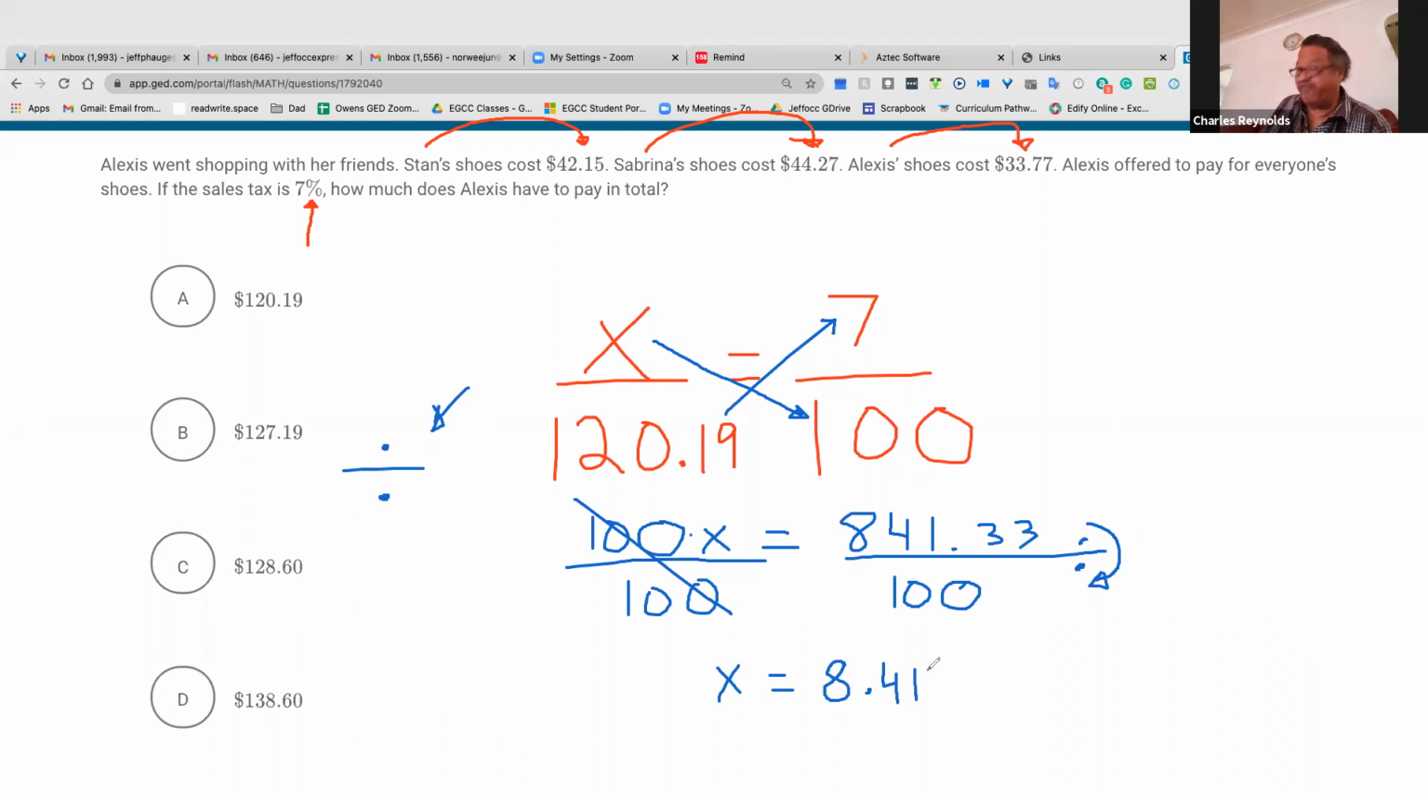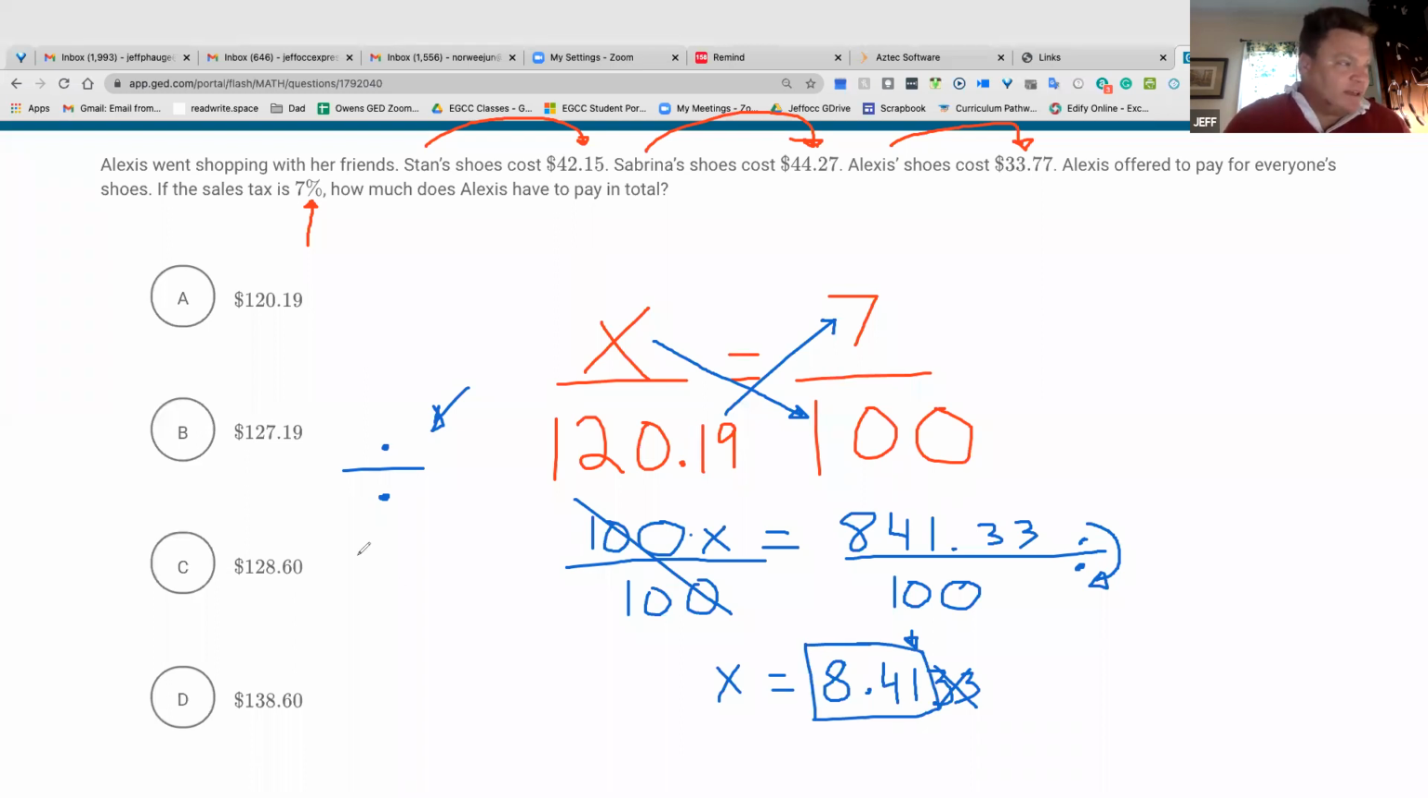That's right. We type it into our calculator in this order. 841.33 divided by 100 equals 8.4133. Okay, so since it's money, we're going to round to the nearest penny. And so those things get dropped away. When those things get dropped away, this is the tax. So that is what gets added on to the price of all these shoes. 120.19 plus 8.41 is 128.60. That's our right answer.